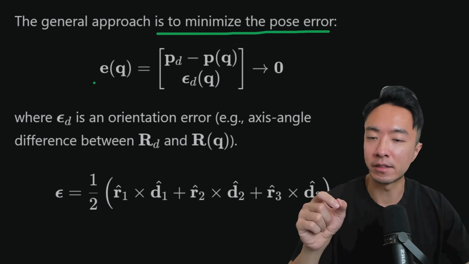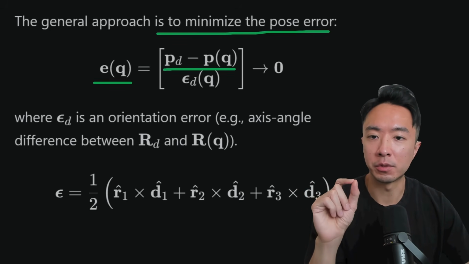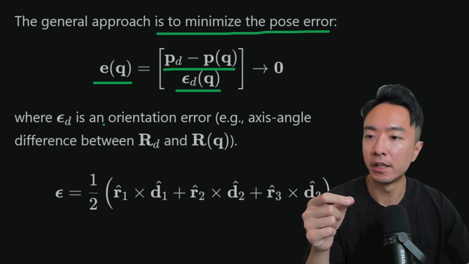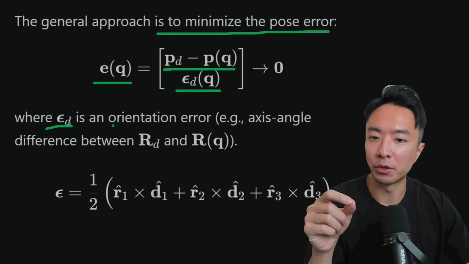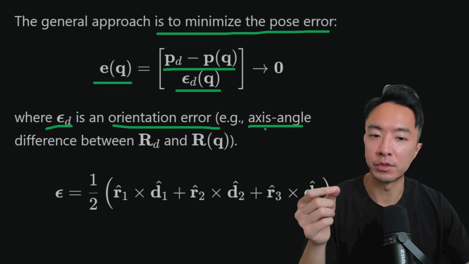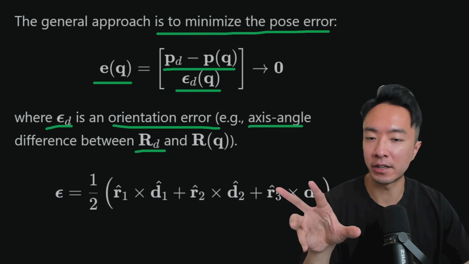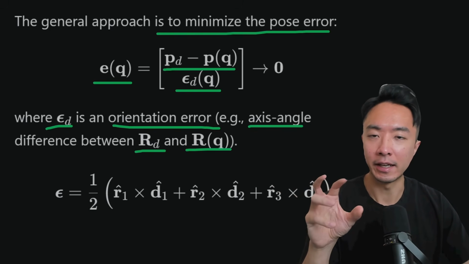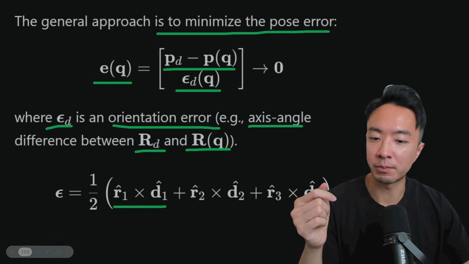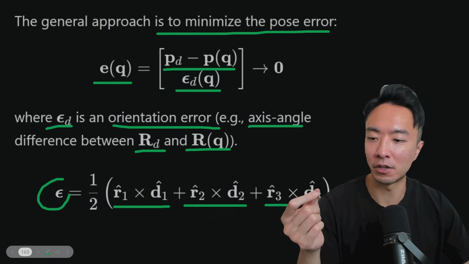So we could define this error using the equation here. The top part is going to correspond to your position error, and the bottom part is going to be your orientation error. So this epsilon d is the orientation error, and it really depends on your representation. In our case, we're using the axis angle. So this is going to be the difference between your desired rotation matrix and the current rotation matrix. When you write that out, it's going to be the cross products of the 3 vectors of your matrix, and this is going to give us our epsilon.